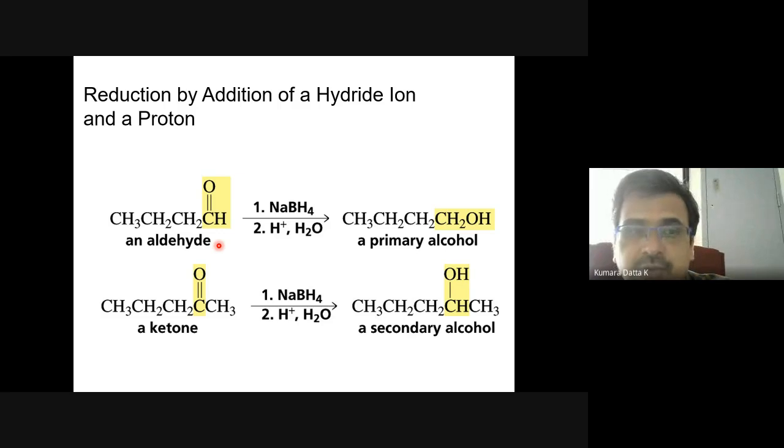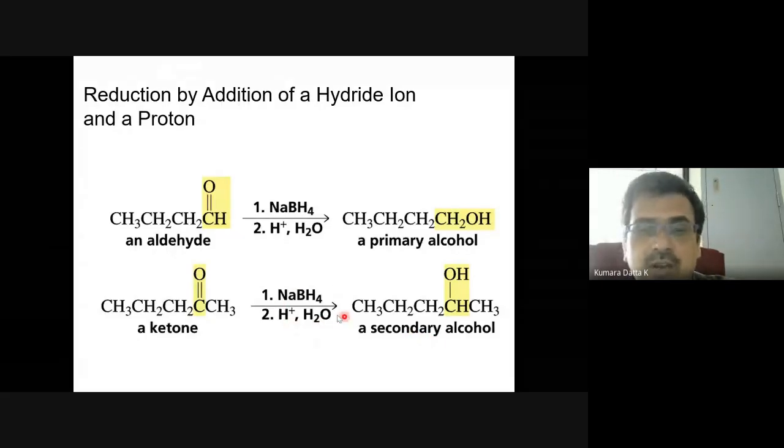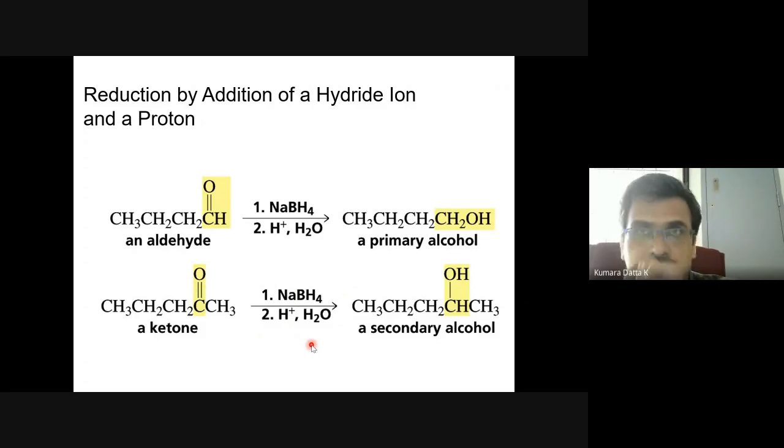What happens if you want to add a hydride ion and a proton, especially to aldehydes? For example, if you have an aldehyde and you take sodium borohydride in water, we get a primary alcohol. Again, the reactive part of the functional group is shown here, where the reaction takes place. So an aldehyde is converted to a primary alcohol, and a ketone is converted into a secondary alcohol, in the presence of sodium borohydride in water.